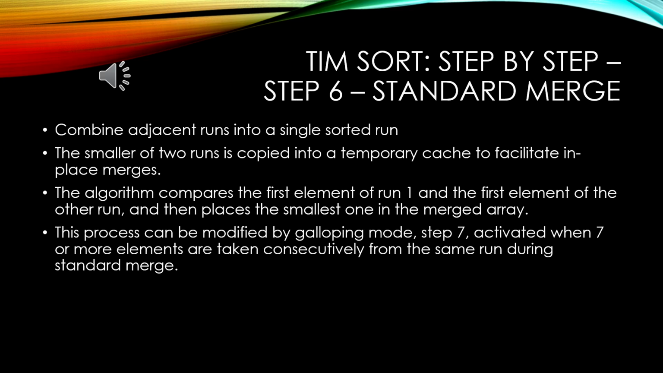Step 6. The standard merge. This is the classic merge sort operation where two runs are combined into one sorted run. We copy the smaller of the two runs into a temporary buffer to enable that efficient in-place merging with the larger run. The algorithm then compares the first elements of both runs and places the smaller one into the final merged array.